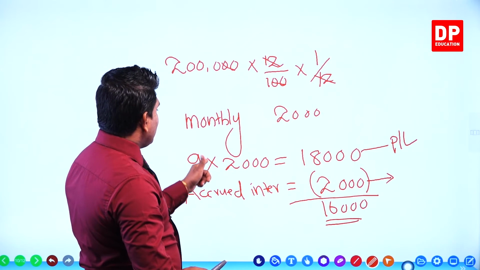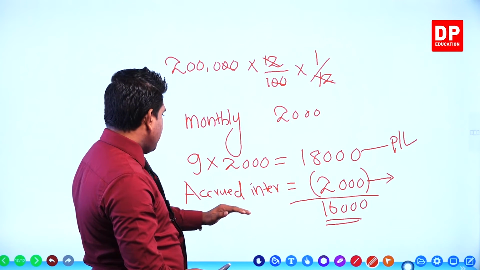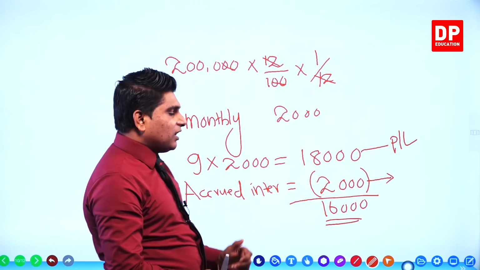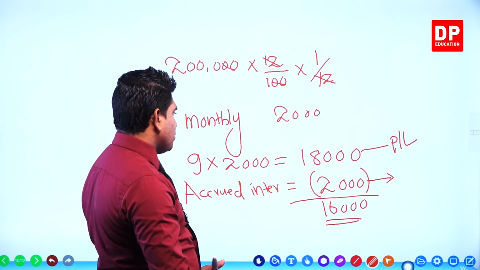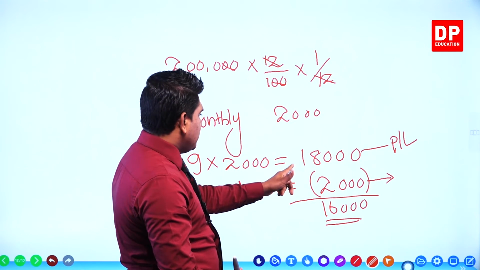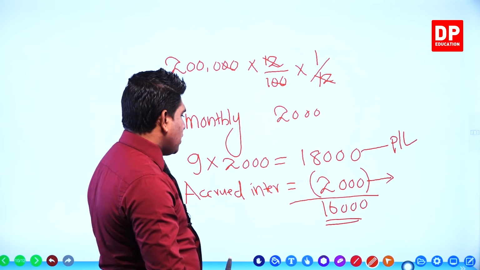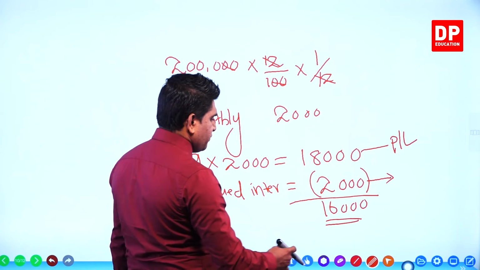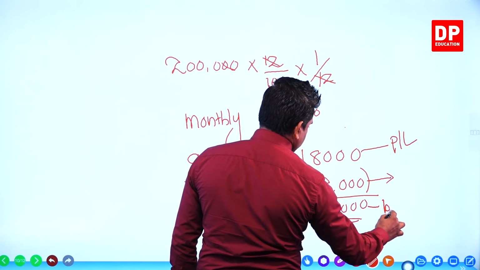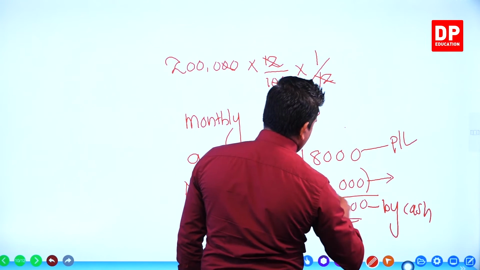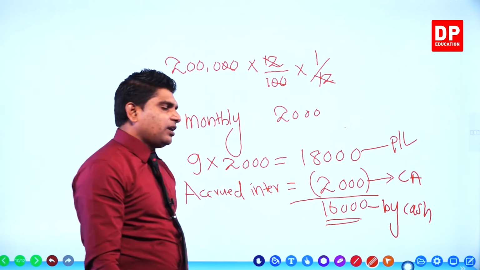Then 9 into 2,000, 18,000 for the year, but accrued interest, only the month of December interest, is still not received. That's why we consider 2,000. Monthly interest, then 18,000 minus 2,000. The 16,000 is the money we received, by cash. To be received 2,000, it goes under the current assets. This is the profit and loss statement.